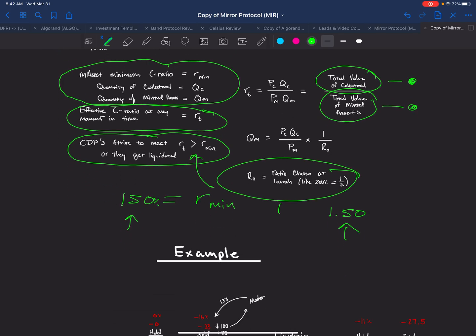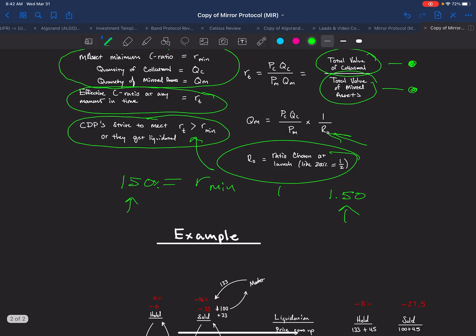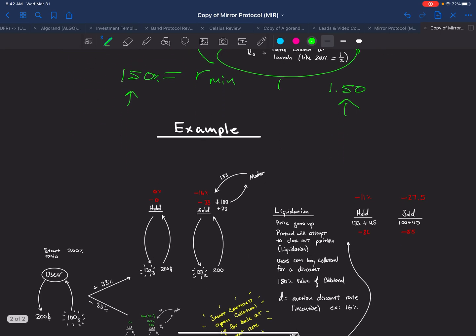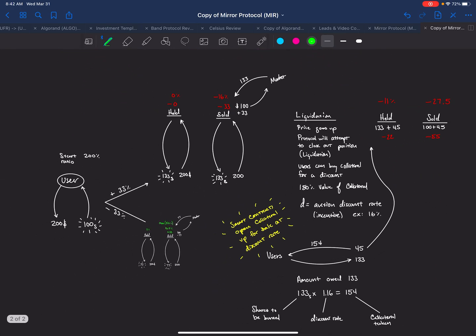And so this R is the ratio that is chosen to launch liquidation. Whatever that ratio is creates the quantity that will be sold off. All right, so let's get into an example.